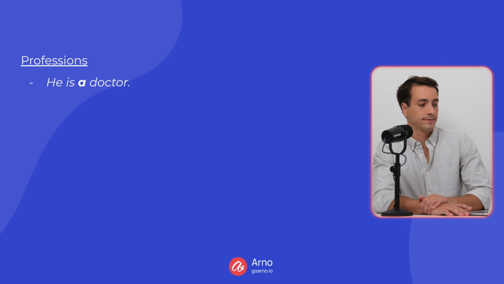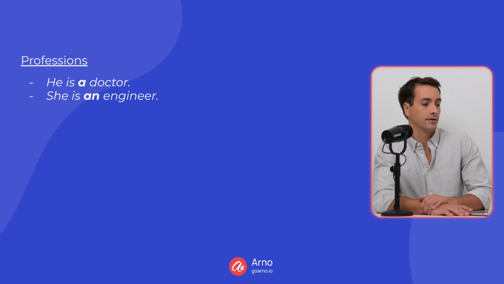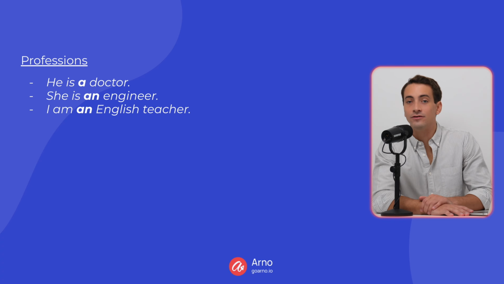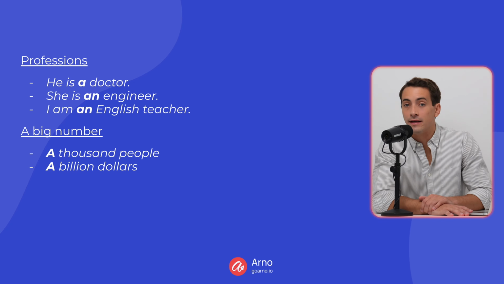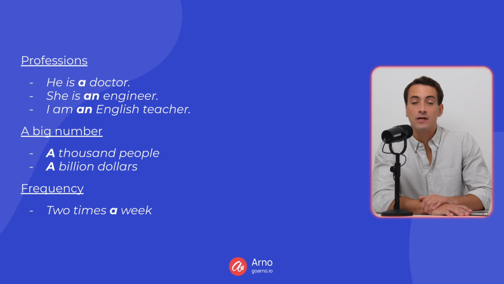We also use a for the following categories. So professions. He is a doctor. She is an engineer. I am an English teacher. We also use a in big numbers. 1,000 people. $1 billion. And in frequency. 2 times a week. And notice how with frequency, often my pronunciation will change. 2 times a week. 4 times a month.